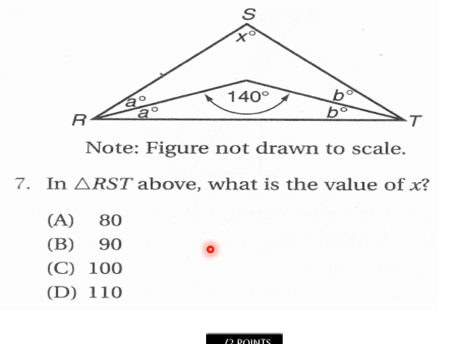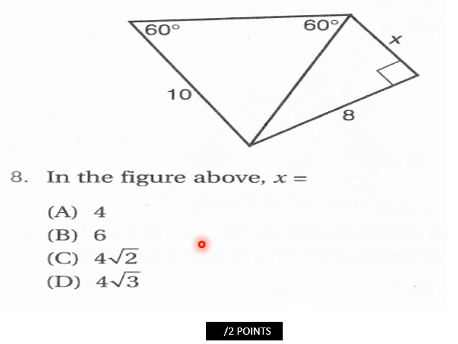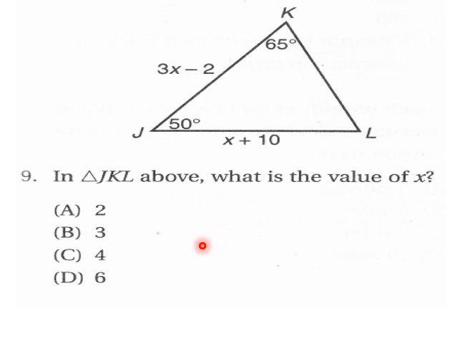And page 7, problem 7, figure not drawn to scale. In triangle RST above, what is the value of x? So we have another one of those, RST here. And number 8, in the figure above, x equals what? As far as lengths here. And then number 9, in triangle JKL above, what is the value of x?